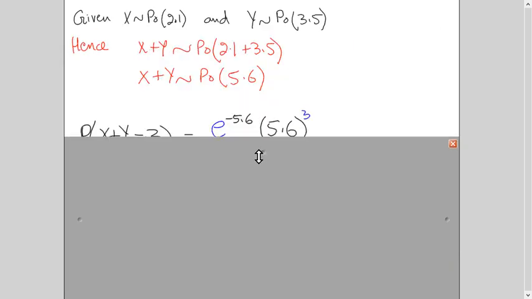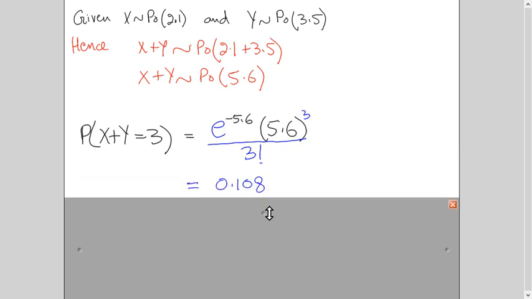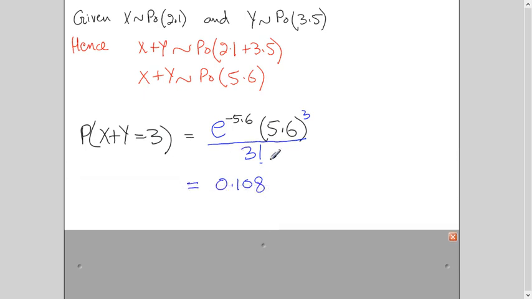Now we will apply the formula we have just seen: e power minus lambda, so this is my lambda, lambda power 3, because this is the value we are calculating probability for, divided by 3 factorial. So it is a simple substitution. This part is easy. You can use a calculator and find out the answer here.